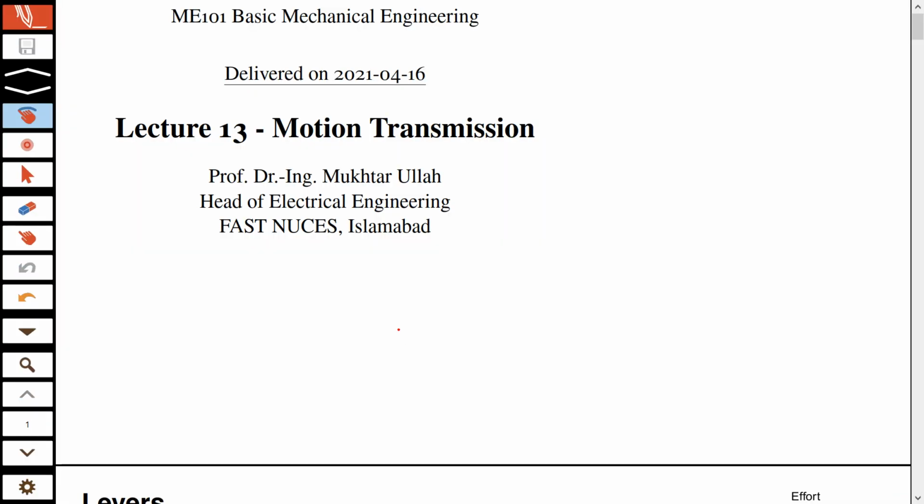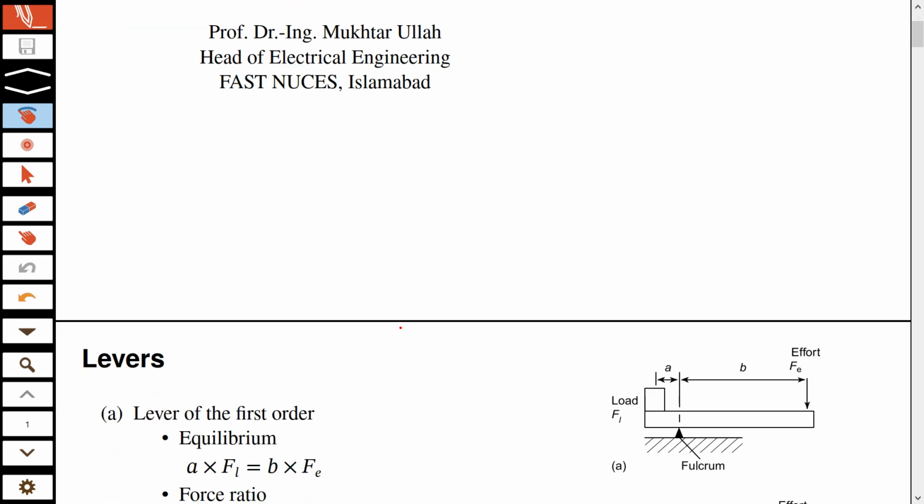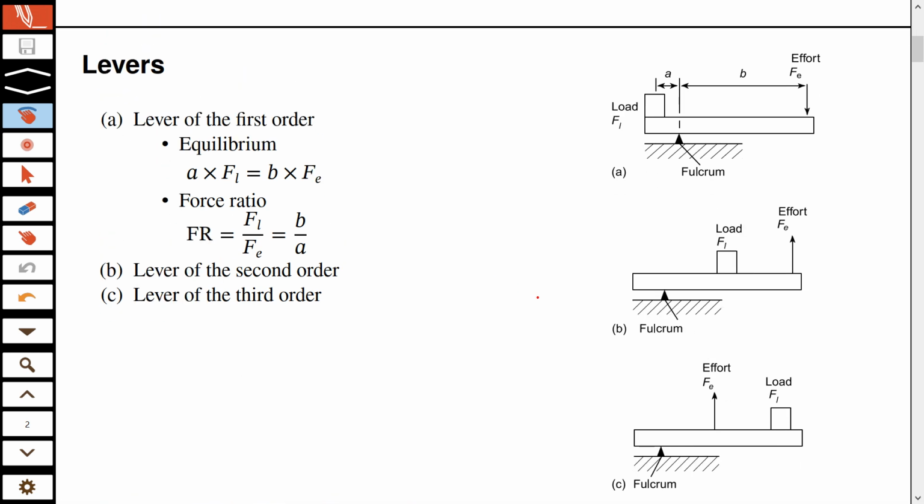So this new lecture is about motion transformation, motion and power transformation. So we start out with the levers. I mean, you are familiar with levers. We're including it just for completion. So on the right hand side, if you see these three different types, the common one is called the first order lever, or lever of the first order, whichever way you say it.